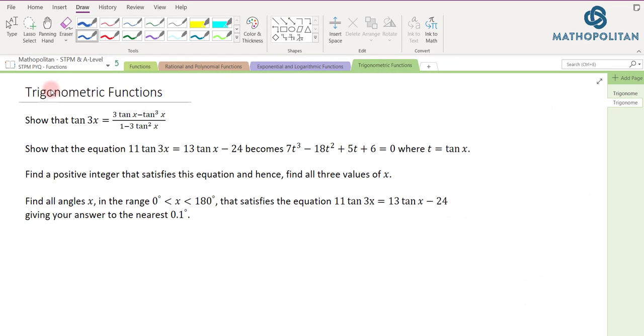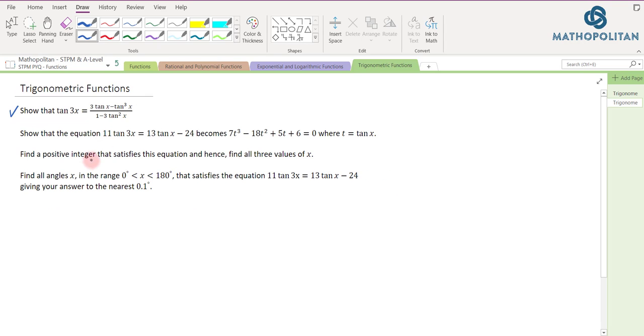In the first part of this question, we are going to show that tan 3x is equal to (3 tan x minus tan cubed x) over (1 minus 3 tan squared x). Right, so that will be our first part.